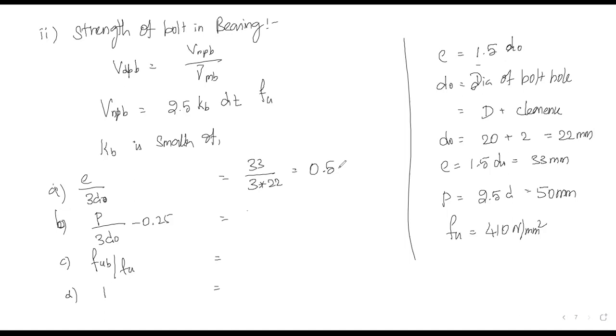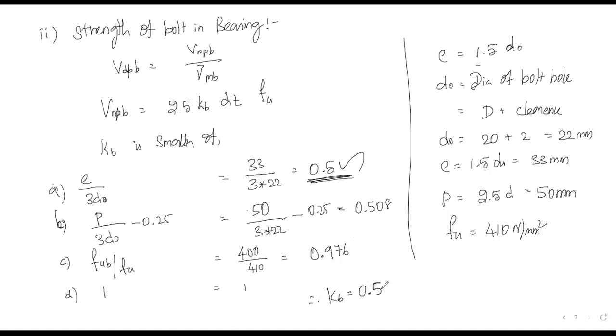So it becomes 0.508. So 50 divided by 3 into 22 minus 0.25 becomes 0.508. Next, FUB by FU. FUB is equal to 400, FU is equal to 410. So 400 divided by 410 becomes 0.976, then 1. So among them, the least value is 0.5. Therefore, KB is equal to 0.5.